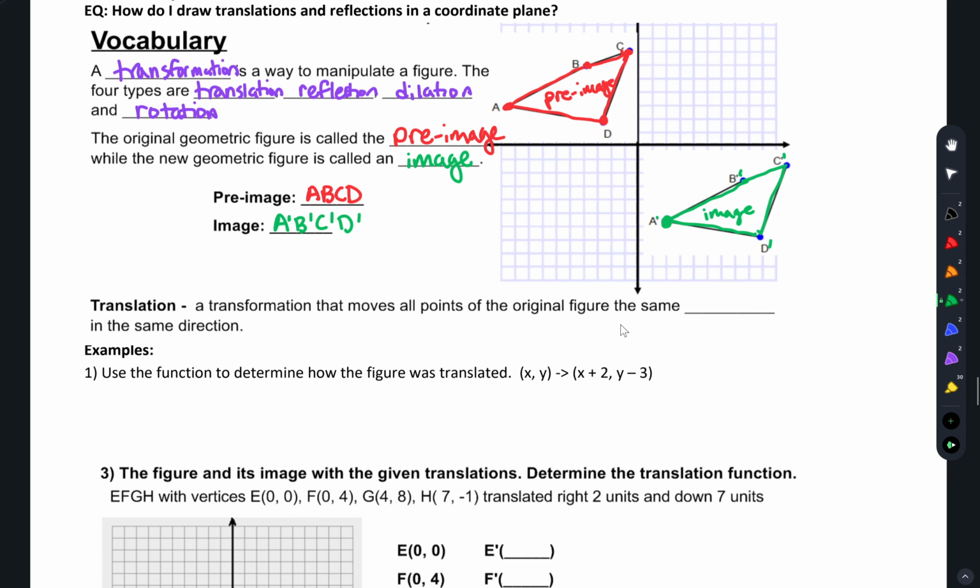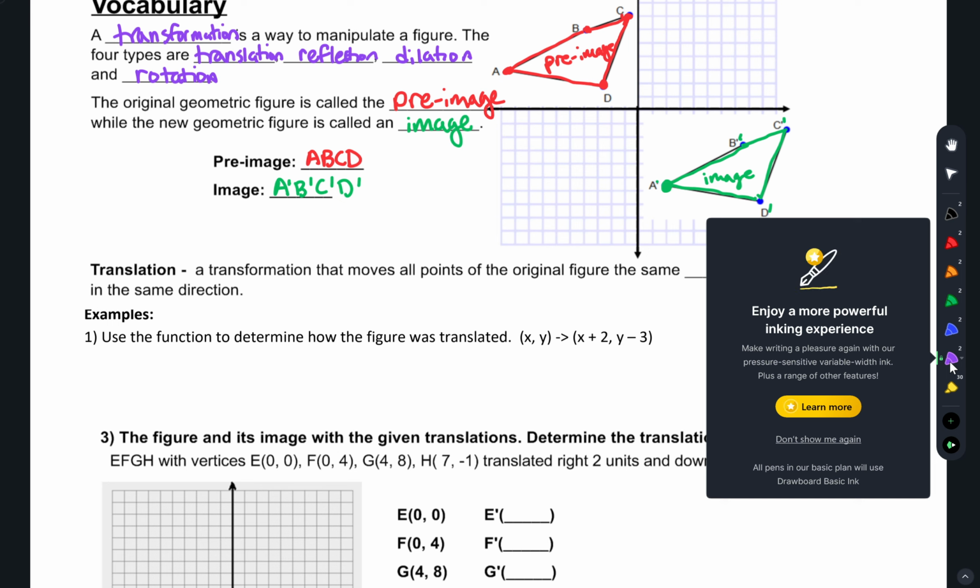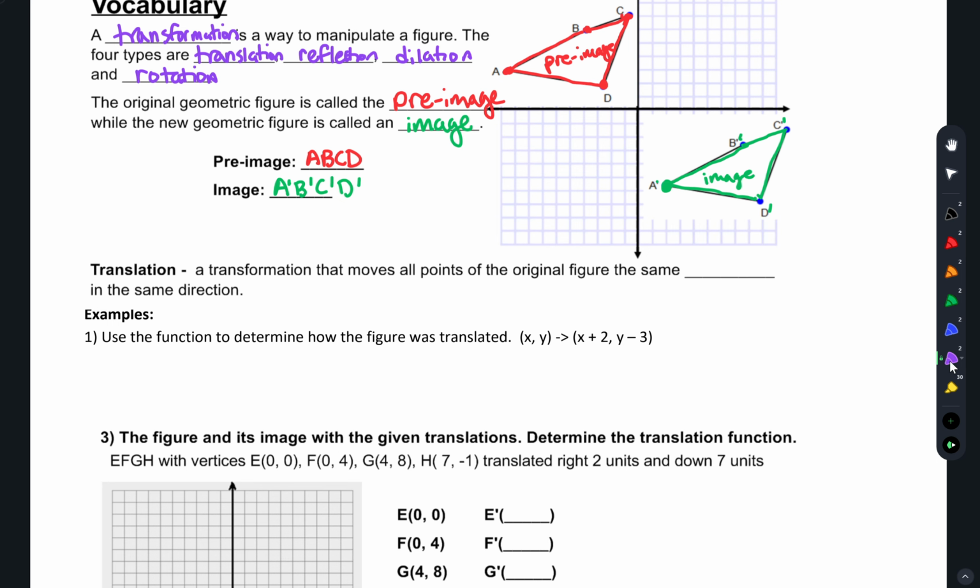Let's get into our first kind of transformation. Our first kind of transformation is a translation, and a translation is literally just moving a shape around a graph. A translation moves all points of the original figure the same distance in the same direction.